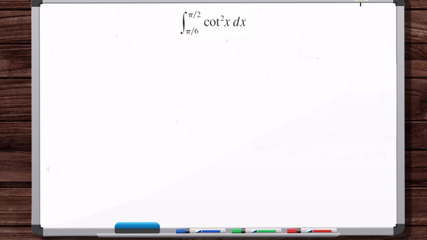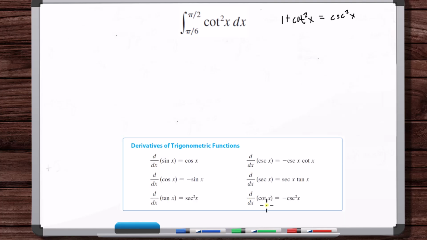What we're going to do here is the exact same idea as what we were doing with sines and cosines and tangents and secants, but we're going to use the trig identity 1 plus cotangent squared of x is equal to cosecant squared of x, and then just take a look at what the derivatives of cosecant and cotangent are. The derivative of cotangent x is minus cosecant squared of x, and the derivative of cosecant x is minus cosecant x cotangent x. So it's similar to what we do with tangents and secants.